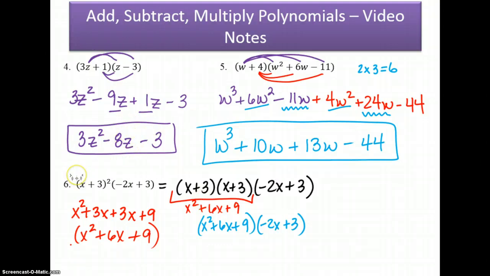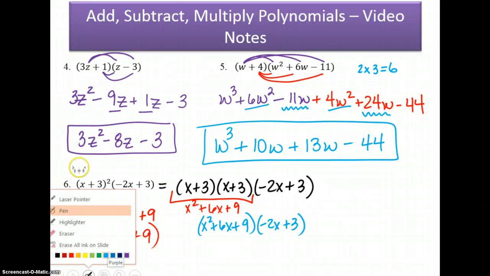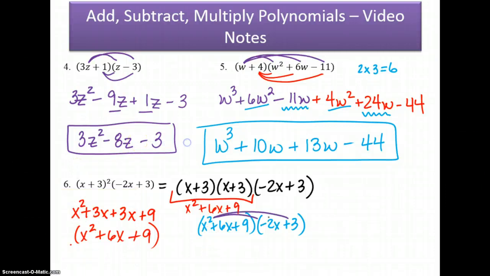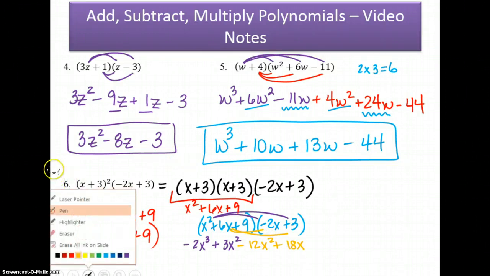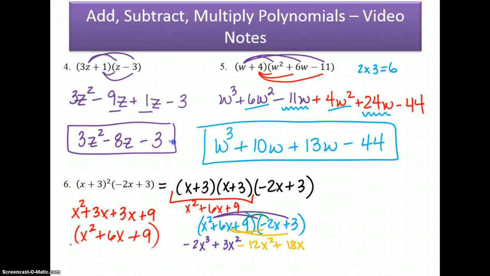Now we're going to do it just like we did on number 5. We've got all these different terms here that we need to multiply. I'm going to do everything by x squared first, which is negative 2x cubed plus 3x squared. Now I'm going to multiply everything by 6x. So we get negative 12x squared plus 18x. And now we're going to multiply each of those terms by 9. So we have minus 18x plus 27.